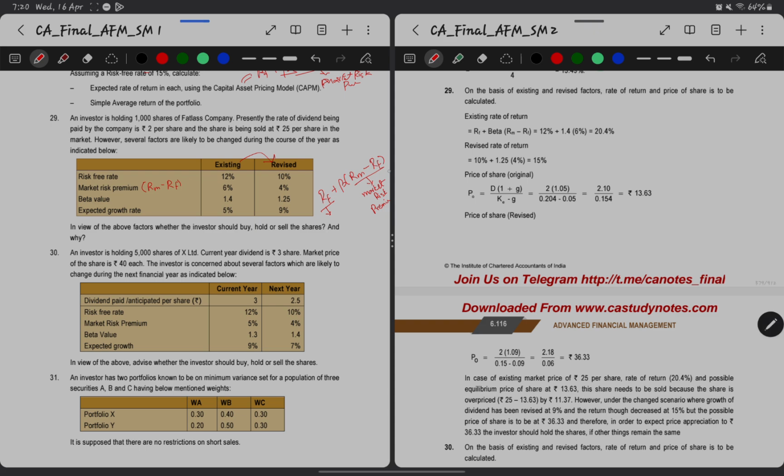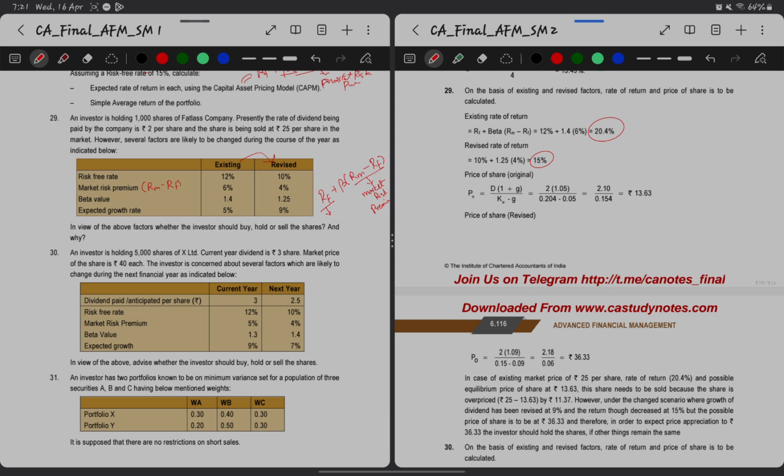Now we have RM minus RF in both the cases, and we have risk-free return also in both cases and beta value also. So using that, the existing rate of return is 20.8% and the revised return is 15%. If they have given the actual return of the stocks with the existing and then revised, then we could have found out directly with the available data, directly with the CAPM return, whether we can buy, hold or sell.